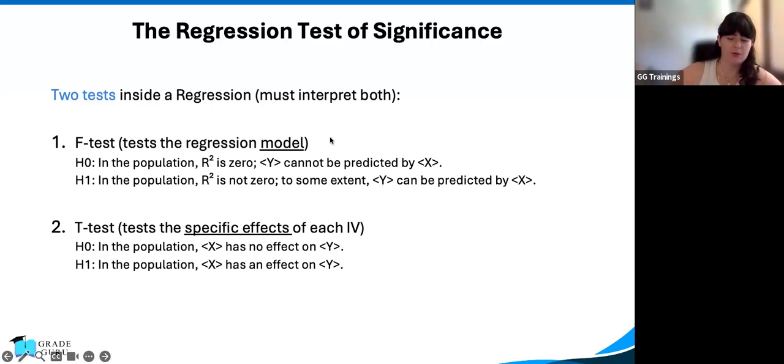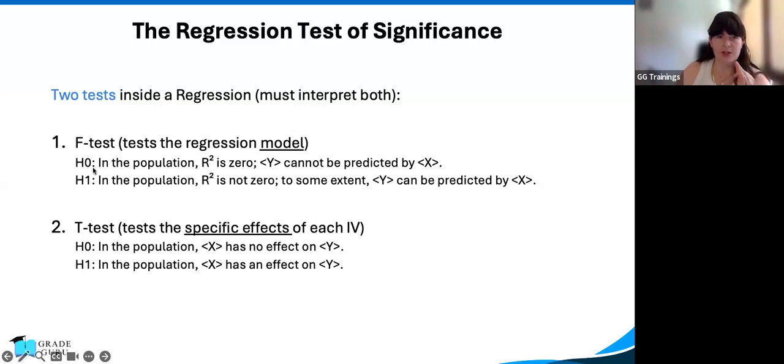With regression, you can have a simple regression when you only have one IV, but if you have a multiple regression, then you have, say, 3 IVs. The model includes all 3 IVs. That's what the F test will test. Whereas the T test tests the specific effects of each separate IV. So the model encompasses all 3, and then for the T test, you'll do 3 different interpretations.